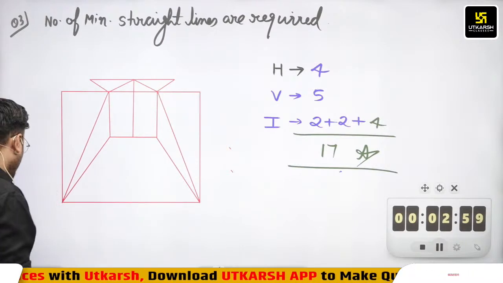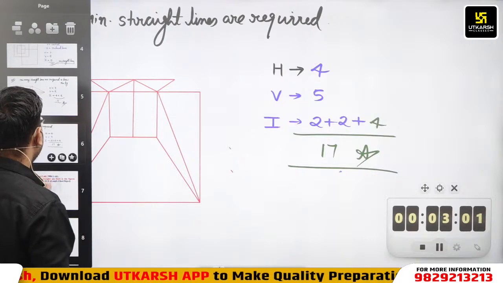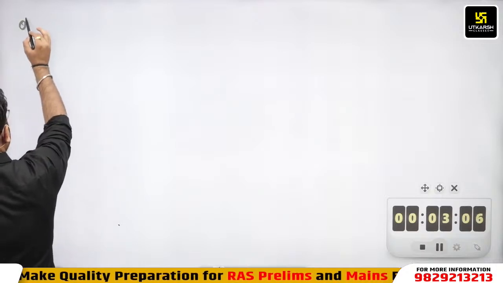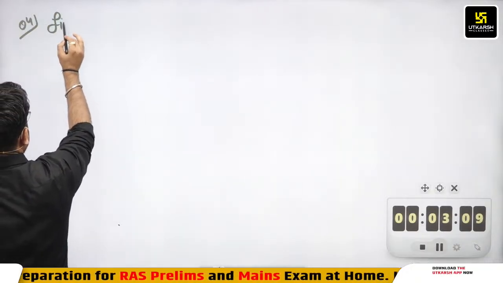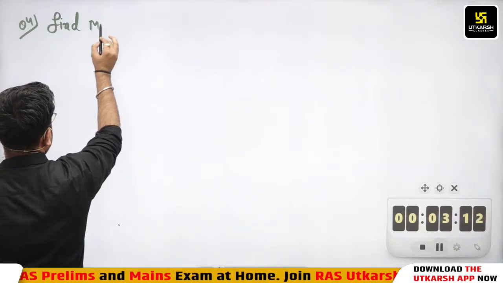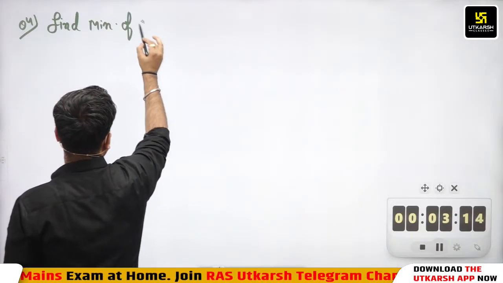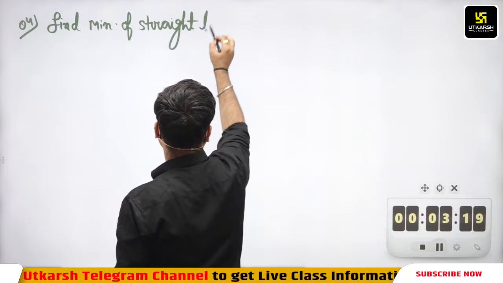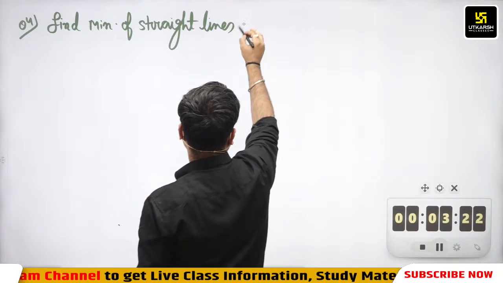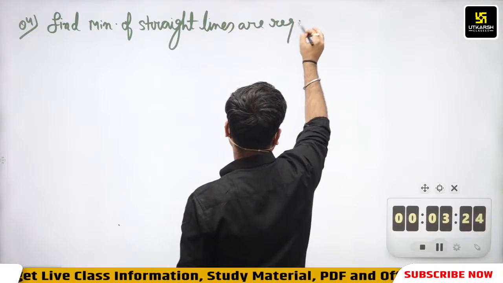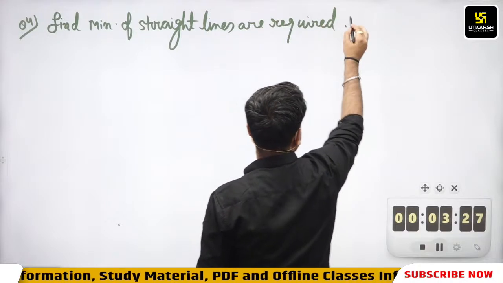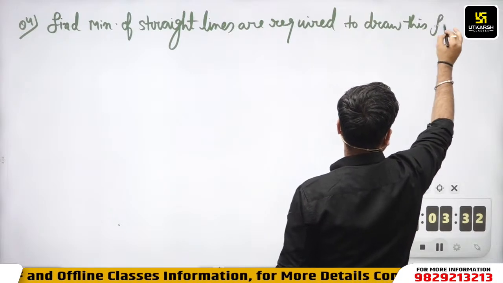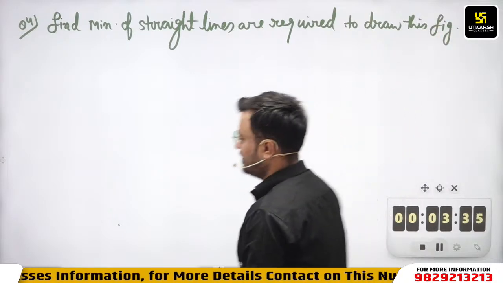So now we are taking one more question and then we will move to the next part, that will be your counting of squares. Question number 4. Find the minimum number of straight lines required to draw this figure.